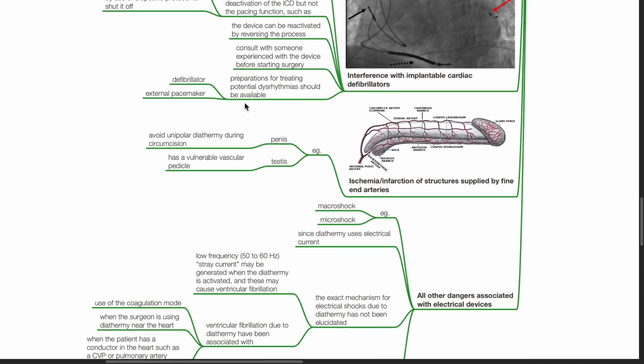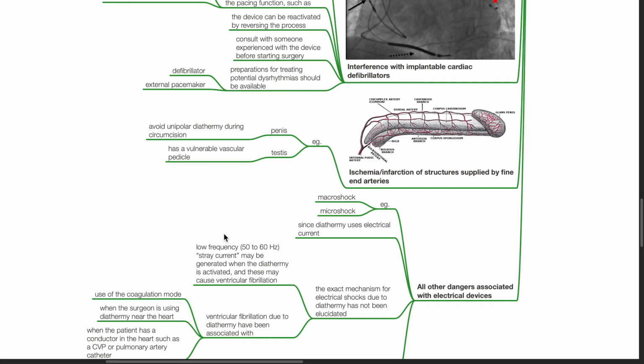Diathermy can cause ischemia or infarction of structures supplied by fine end arteries, such as the penis and testes. Avoid unipolar diathermy during surgery on the penis. The testes have a vulnerable vascular pedicle.